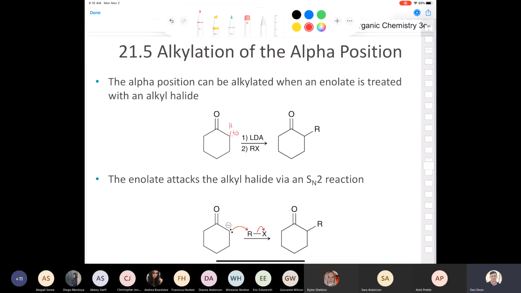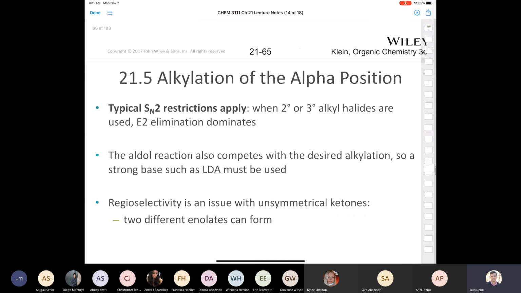So what's going to happen in the second step, shown down here, is that the enolate is going to attack the alkyl halide via an SN2 reaction. So you can see that we have alkylation occurring at the alpha position, and that's what the title of this section is called. So we're going to explore this reaction in detail.